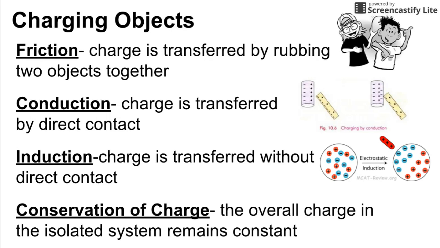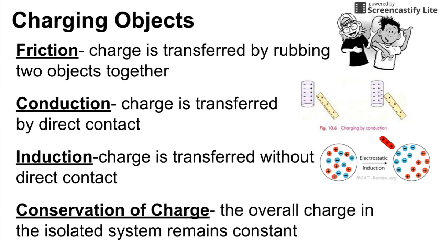Now, we charge objects a couple of different ways. Yesterday, we did friction, where we were rubbing the objects together. We can also do conduction, where we have a charged object, and we just touch it to another object, and the charge will transfer. We also have induction, where the charge is transferred, but it kind of jumps from one to the other. It doesn't come into direct contact with the object.